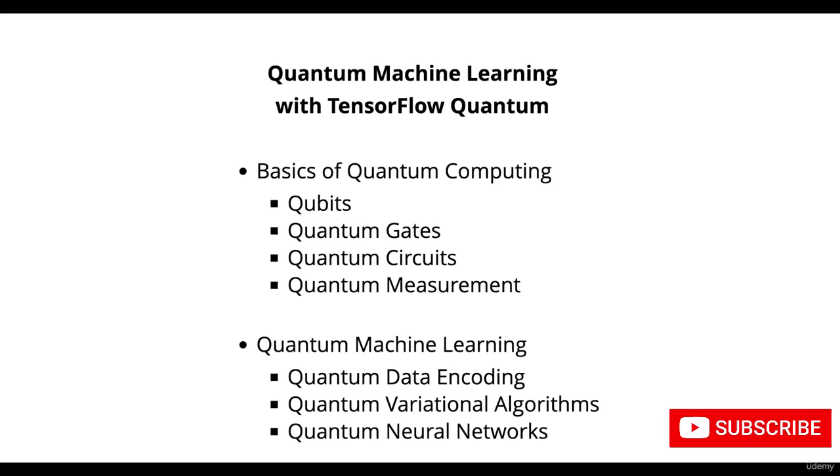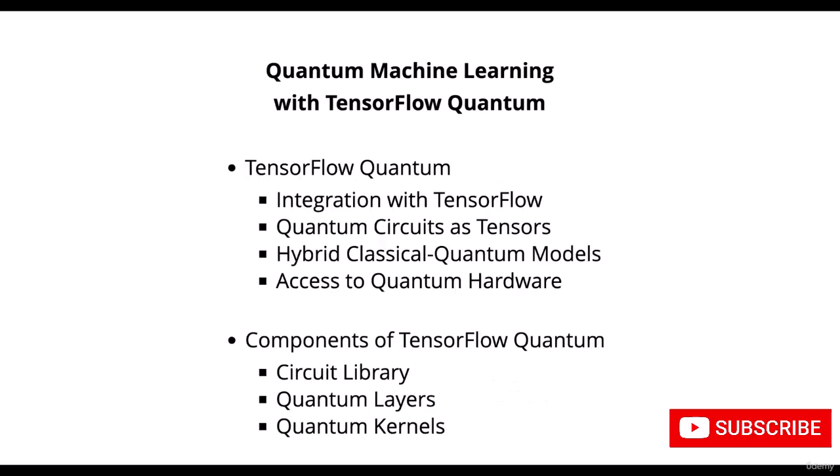The last one is quantum neural networks. Quantum neural networks are models that combine classical and quantum layers to perform learning tasks using techniques like quantum gates and parameterized circuits. Let's go into TensorFlow Quantum. Integrating with TensorFlow: TFQ seamlessly integrates with TensorFlow, allowing users to combine classical and quantum operations within the same computational graph. Quantum circuits as tensors represent quantum circuits as TensorFlow tensors, enabling automatic differentiation and optimization using TensorFlow's gradient-based optimization algorithms.